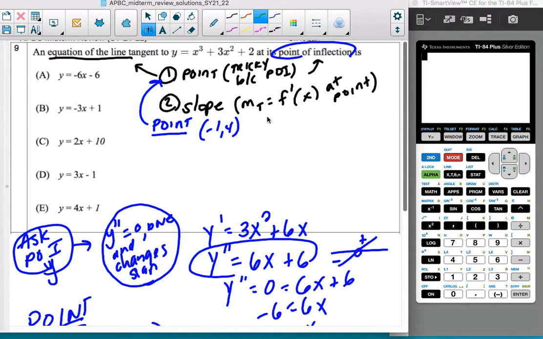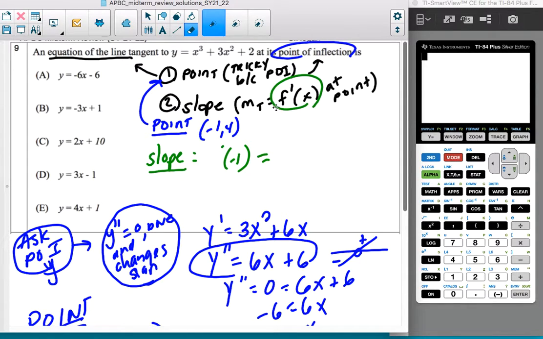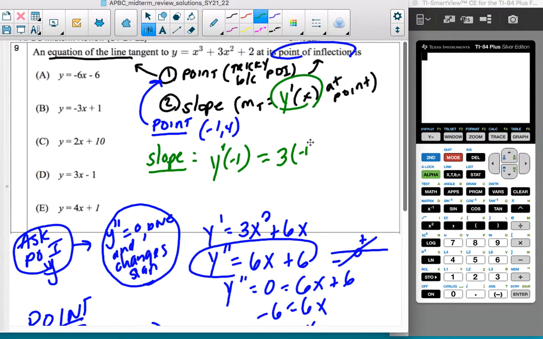Now I need the slope. Well, the slope is going to be f prime evaluated at that point. So my slope is going to be f prime at -1, right? Well, my f prime's down here, or sorry, it's not an f prime in this case. It's just a y prime, my bad. We'll fix that, make it a y prime. So y prime at this point, right? So my y prime at -1 is going to be 3 times (-1) squared plus 6 times -1. Well, that's 3 minus 6, or -3.